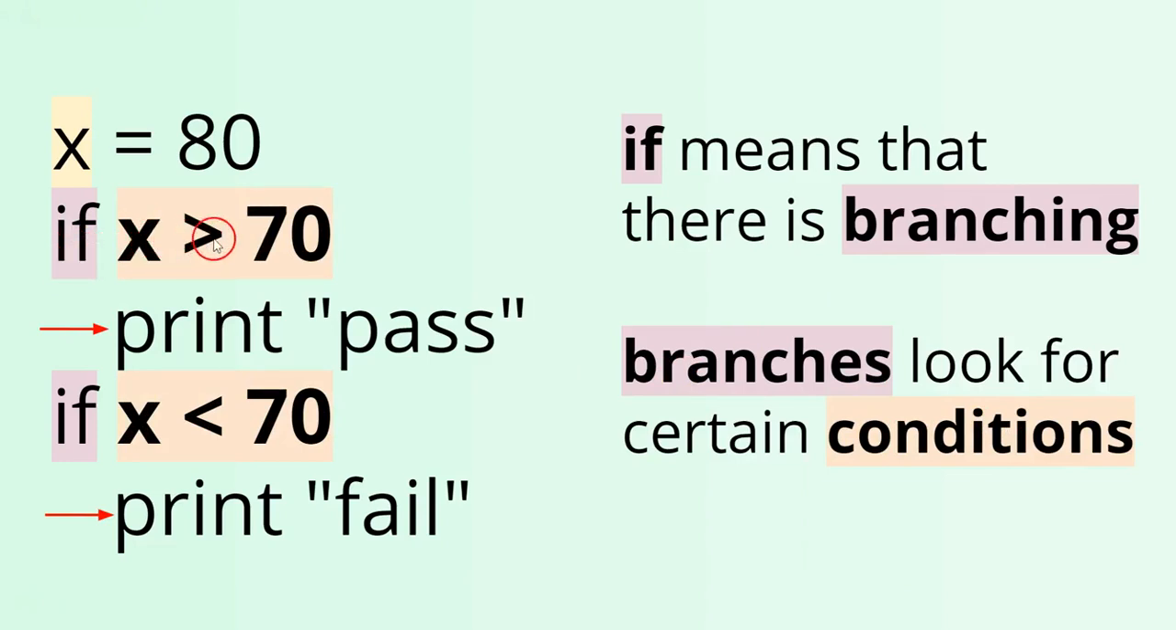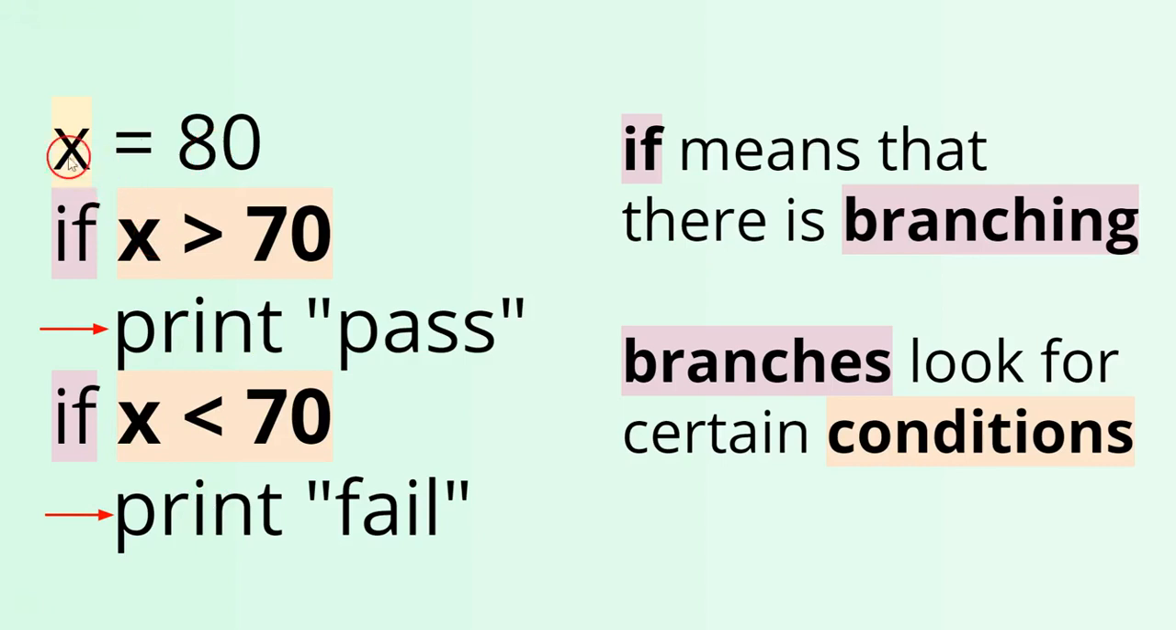If x is greater than 70, then do this thing that's indented underneath. Notice it's indented, so this print pass is part of this if statement. So if x is greater than 70, print pass. If x is less than 70, notice the indent, print fail. So this belongs to this, and this belongs to this, okay?